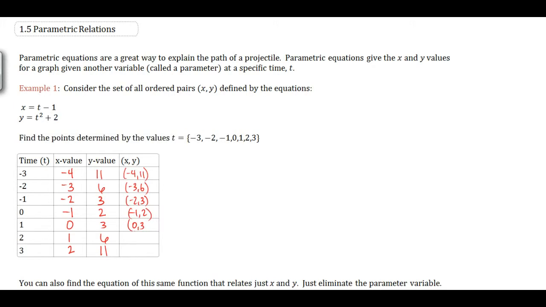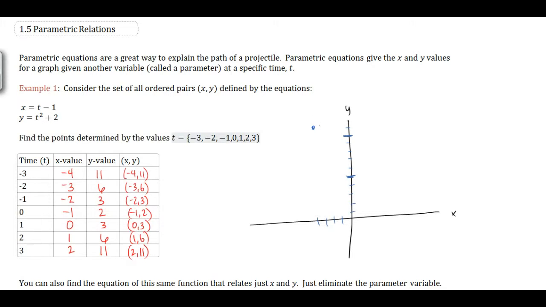And so the cool thing about a parametric equation, again, is that this is the path of something, who knows what, at a given time. So here's my graph paper. Here's my x. Here's my y. And at a given time, I will plot the points. 3 seconds ago, this thing was at -4, 11. So I count up 1, 2, 3, 4, 5, 6, 7, 8, 9, 10, and then 11. So -4, 11 is right there.